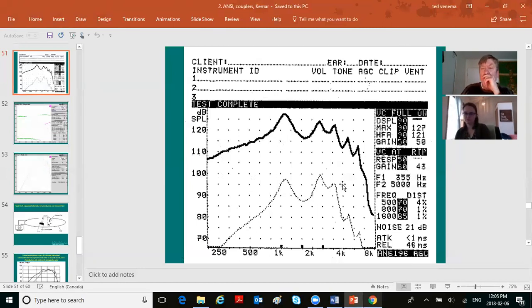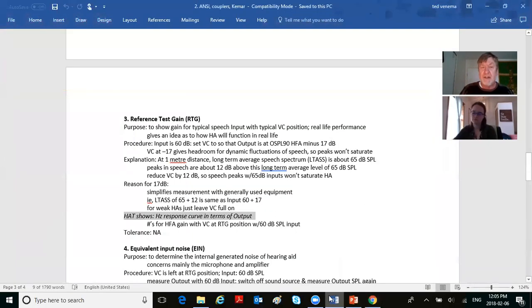So what was my output? Well, I guess my output might be around 100. So what's 100 minus 60? 40. Okay, so even though this reference test gain, this dotted line that I'm showing you with my cursor, is plotted in terms of output, I'm going to be asking you, what was the gain here or here or here? And you'll have to say, well, what was the input? Okay, then I can subtract the input from the output, whatever it was, and I'll get my gain. Always remember, input plus gain is output.